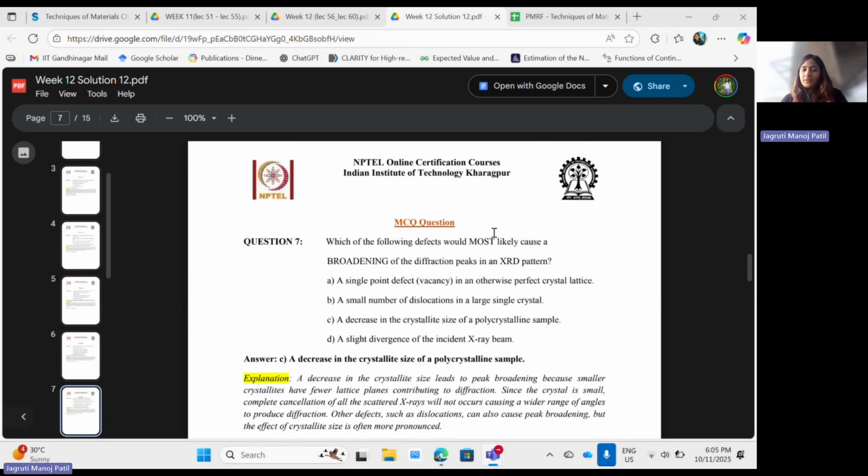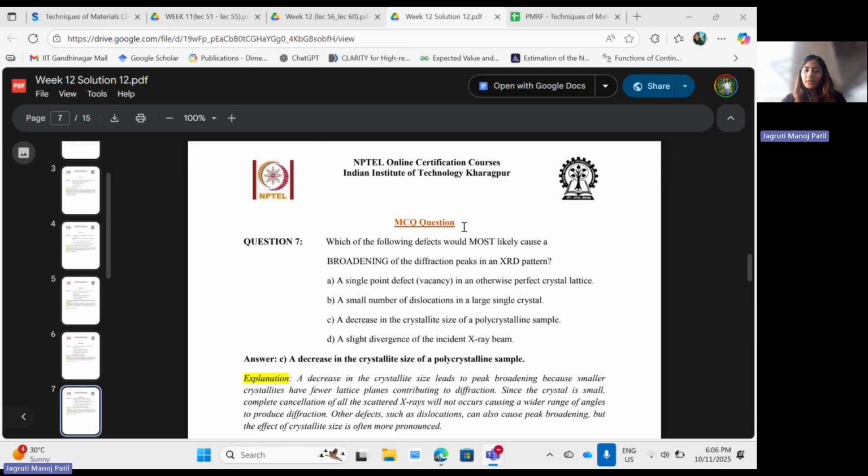Which of the following defects would most likely cause a broadening of the diffraction peak in an XRD pattern? So, what broadens your XRD peak? What broadens is the crystalline nature. If it's more amorphous, it won't. If it's more crystalline, it would, making your full width half maxima broaden.